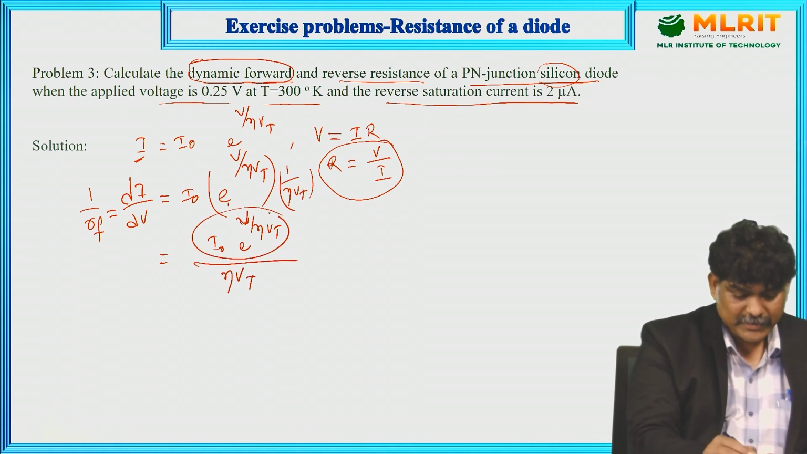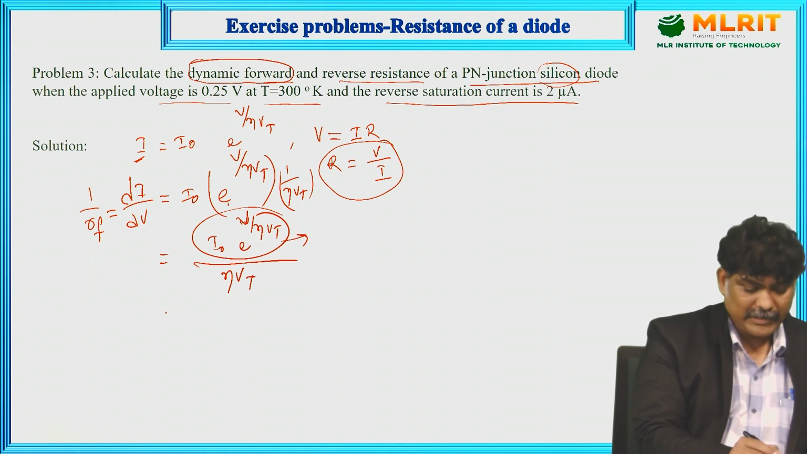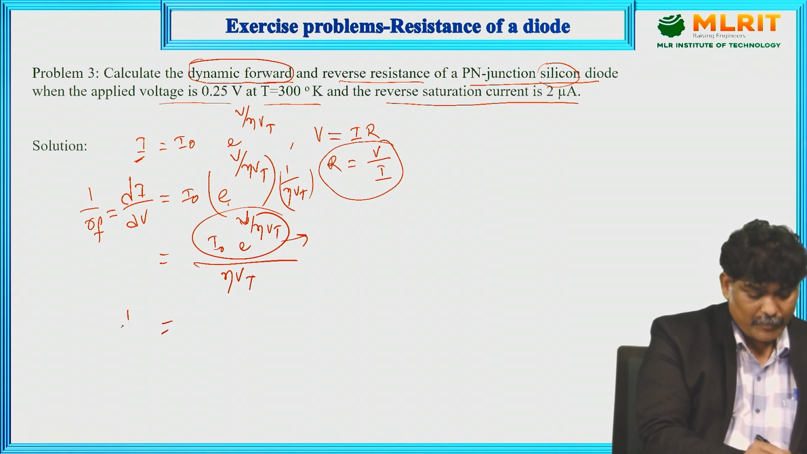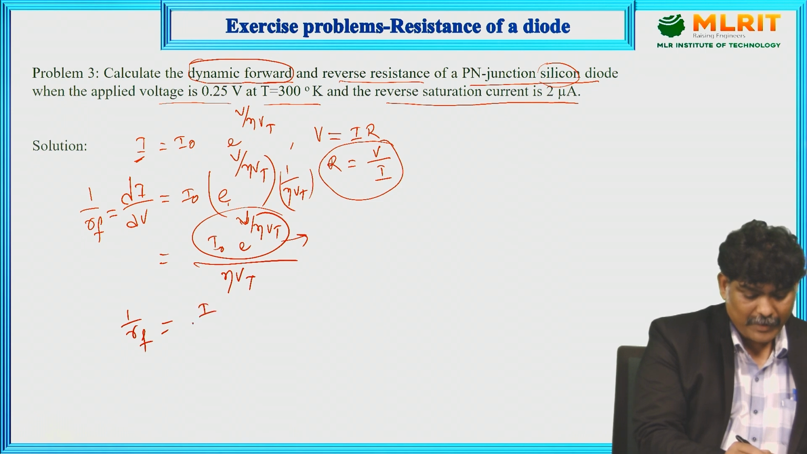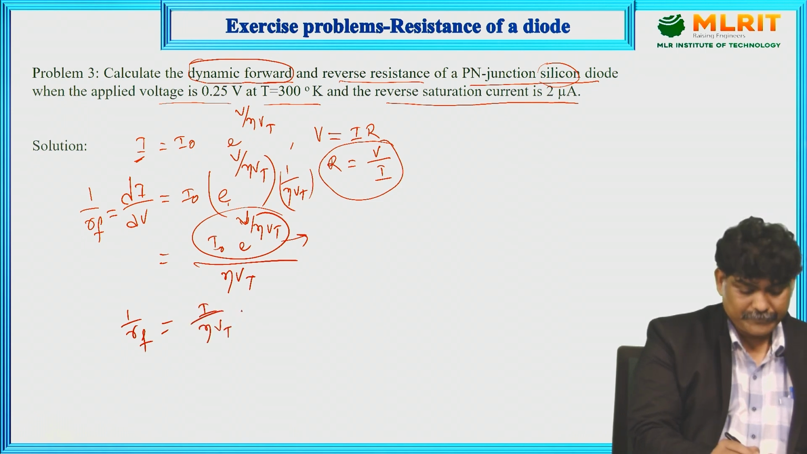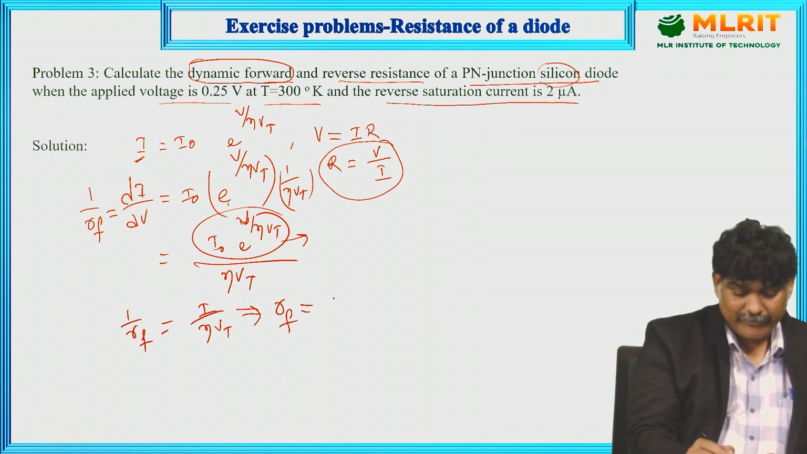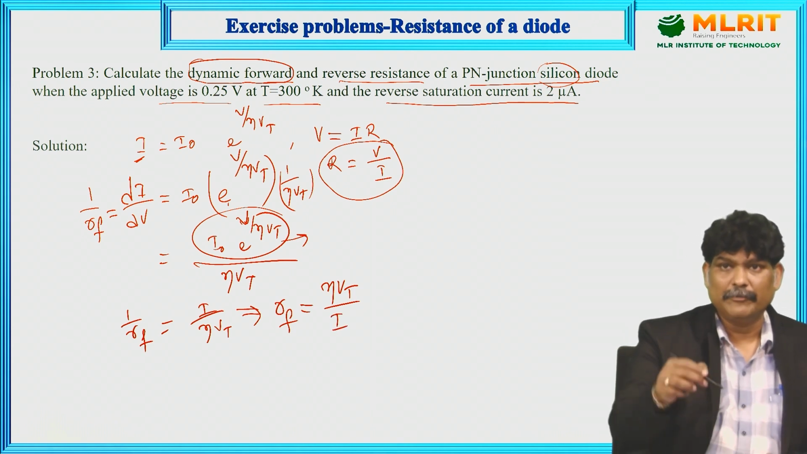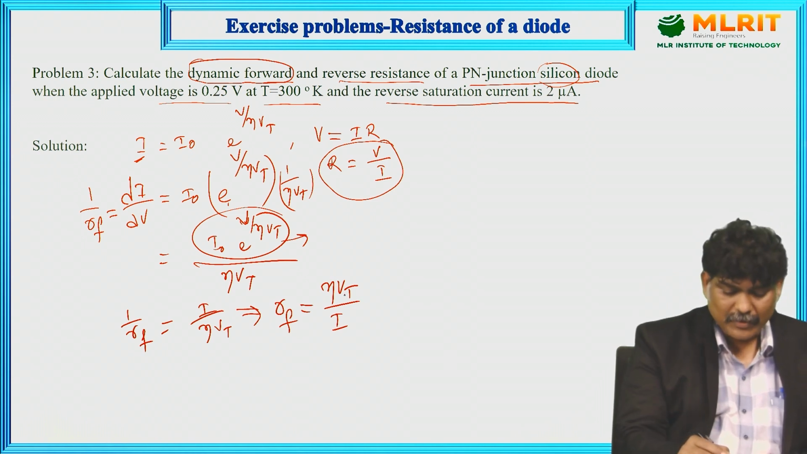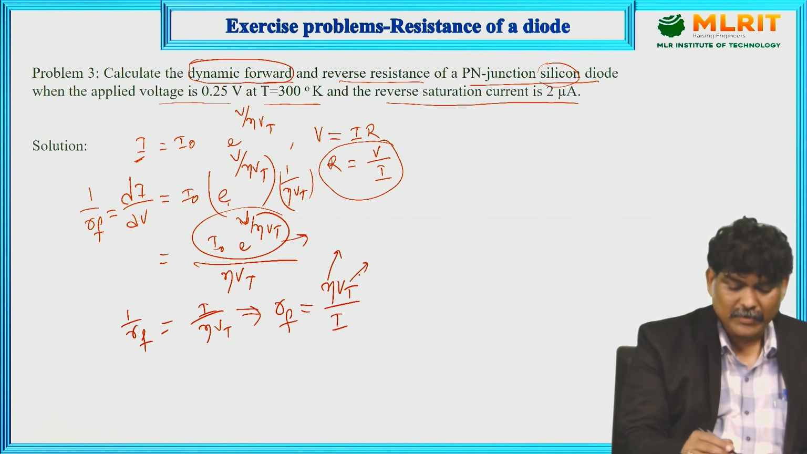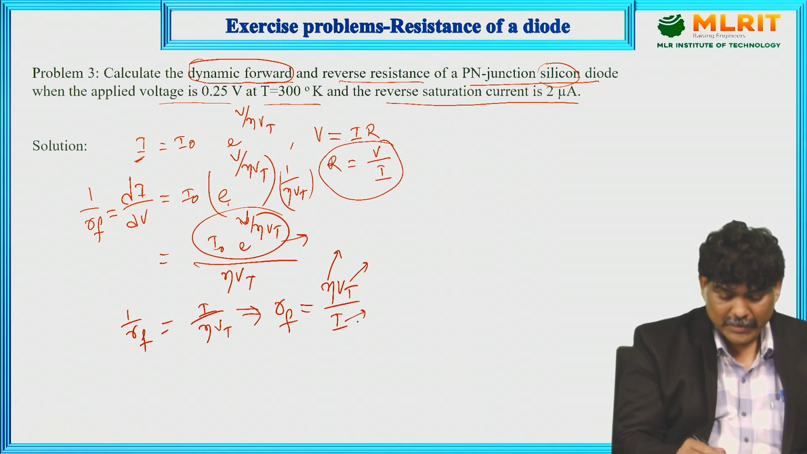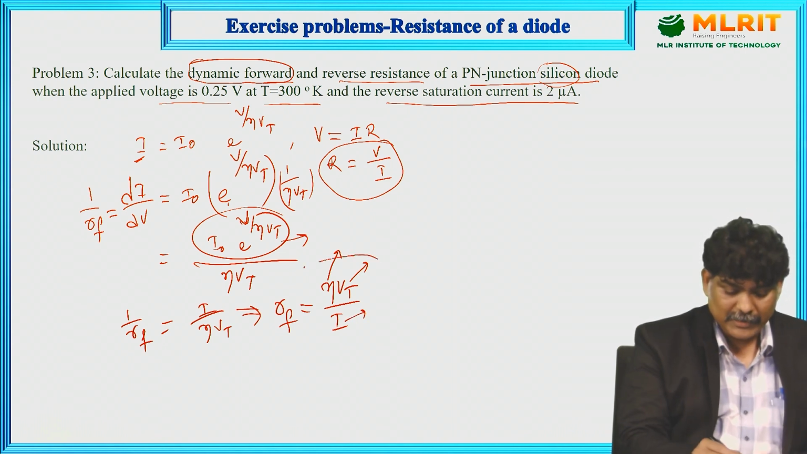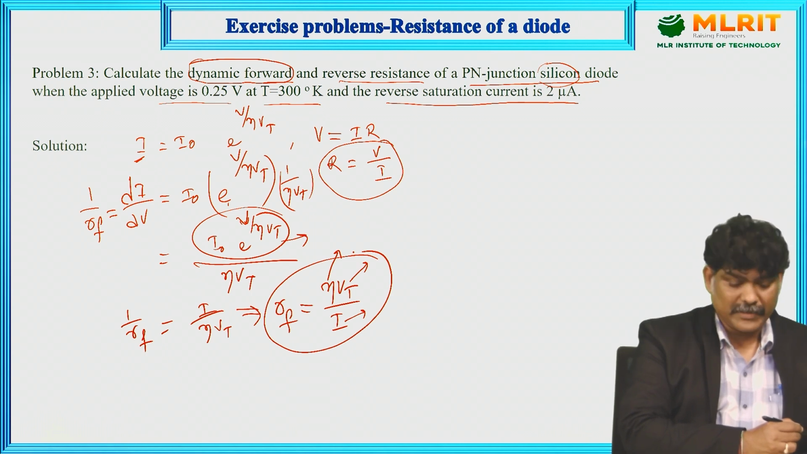So what is this? This we know. This is the actual current equation. So 1 by Rf is given by I by eta Vt. So that implies the forward resistance can be written as Rf is equal to eta Vt by I. Simple. By neglecting minus 1, because in forward bias the e power value is more. Okay. So if you know the eta value, the volt equivalent of temperature and the current flowing through the diode, then you can easily calculate the forward resistance of the diode.